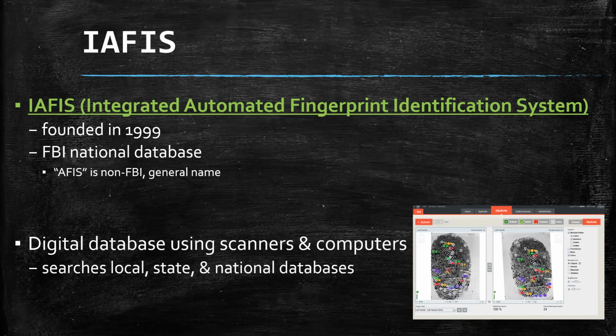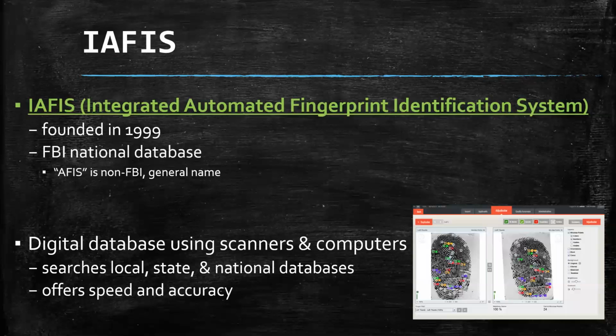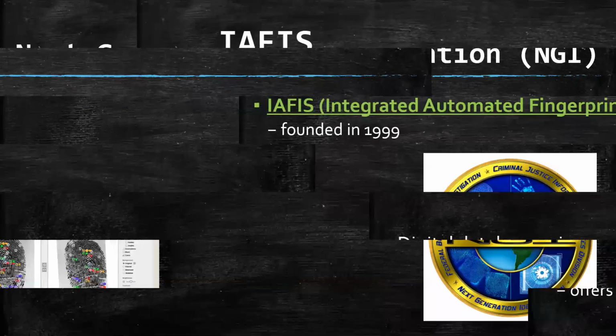The good thing about IAFIS, the FBI database, is it searches local, state, and nationwide databases. And then it offers very fast speed and accuracy for these matches. So it's no longer where you have to look through local criminals first and then spread out from there. Everyone has 10 fingers, so you're talking about a huge number of files you have to look through. This offers very quick speed and accuracy.